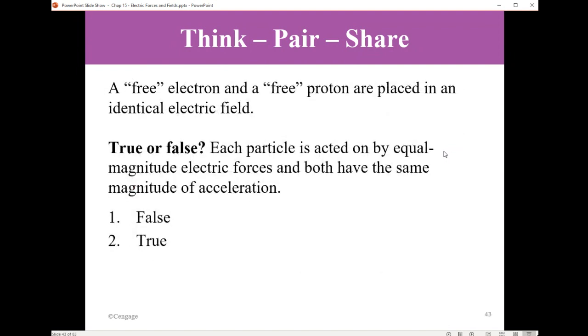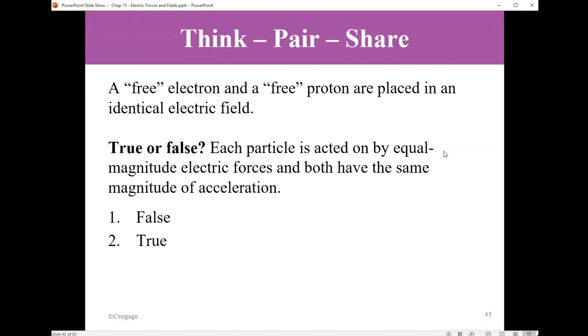A free electron and a free proton are placed in an identical electric field. Each particle is acted on by equal magnitude electric forces and both have the same magnitude of acceleration. True or false? I want you to recall what you learned in physics 1. Remember Newton's second law? Any suggestion? I think it would be true.